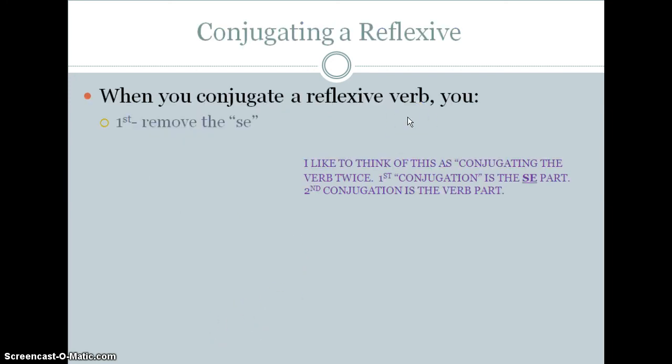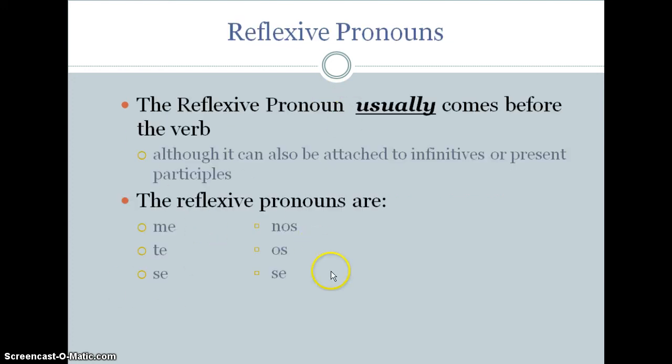When you conjugate a reflexive verb, first of all, I like to think of this as conjugating the verb twice. The first conjugation is the se part, and the second conjugation is the verb part. So I remove the se from the end of the verb. So for example, acostarse, I split that in half, and I've got acostar as one part and se as the other part. And the first thing I do, back to here, is remove that se. Like I said, I put it in front of the verb, and I conjugate that out using these reflexive pronouns right here that we were just talking about, okay?